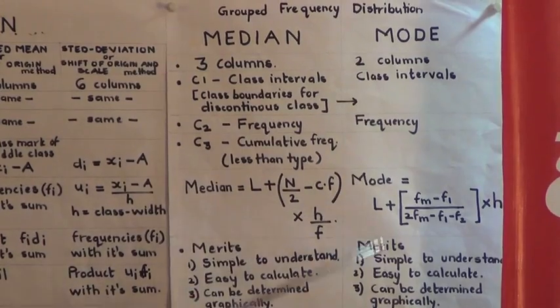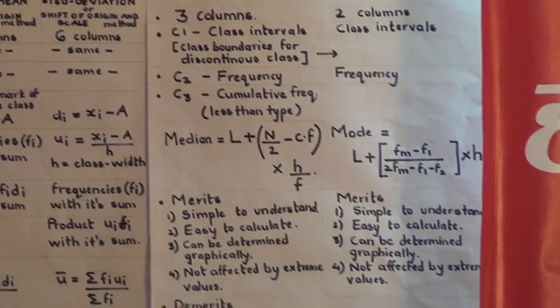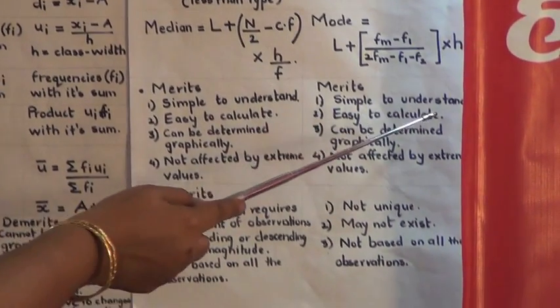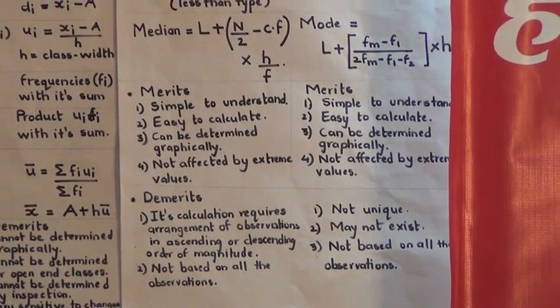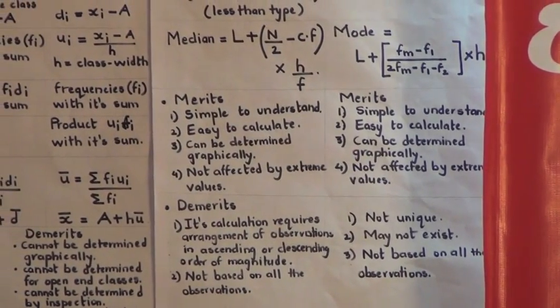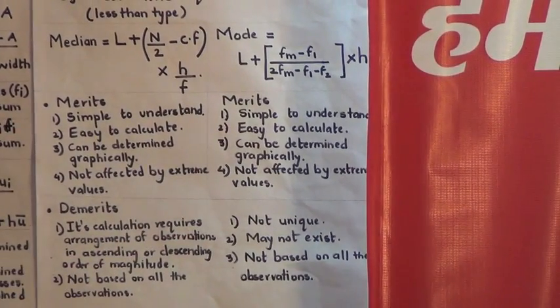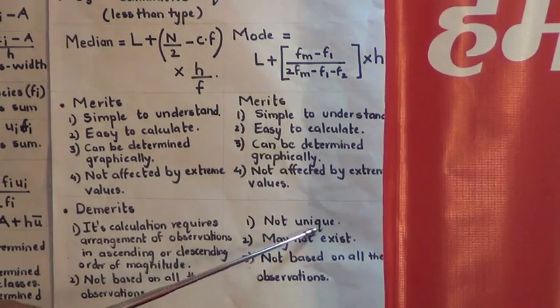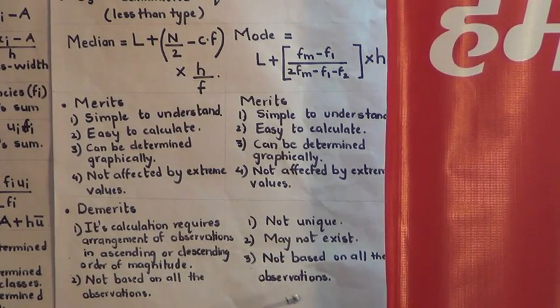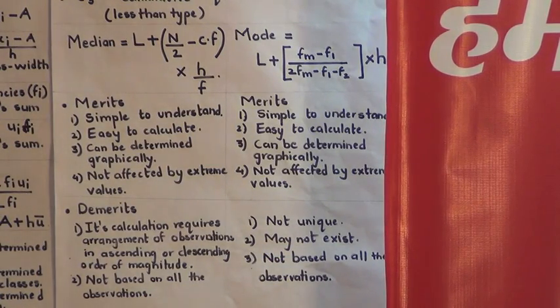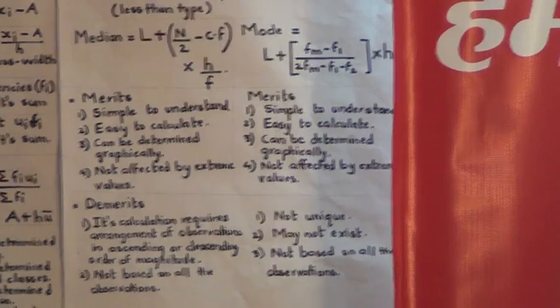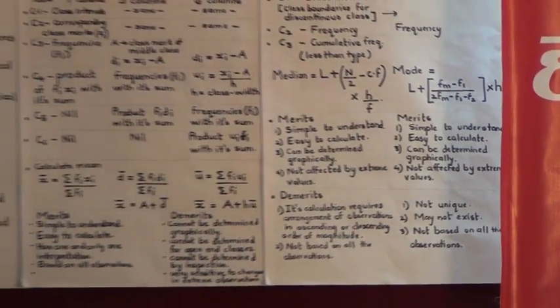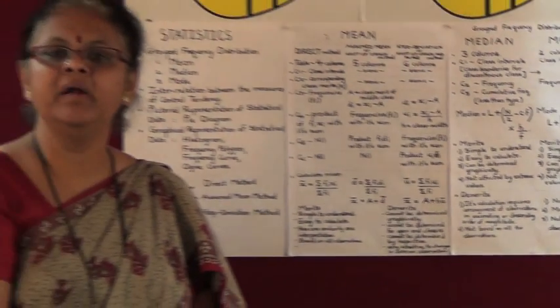Once again, after we find the mode, we see the merits and the demerits. Again, the merits: the method is simple to understand, easy to calculate. It can be determined graphically, which we would see later on, and this method is not affected by extreme values. Demerits: the method is not unique. It may not exist and is not based on all the observations. In this way, we can see how to calculate the mean, median and mode for a grouped frequency distribution table.